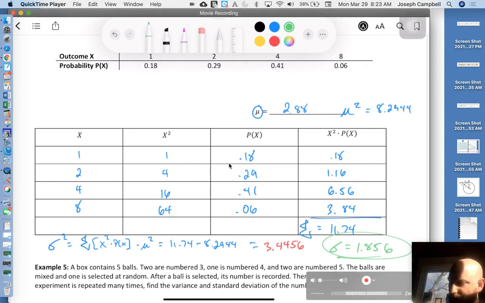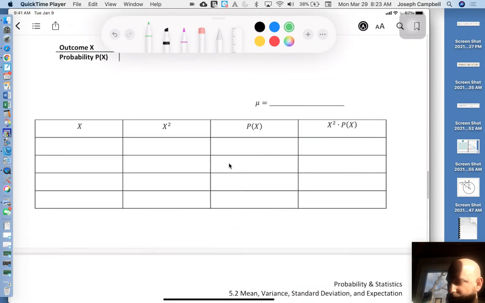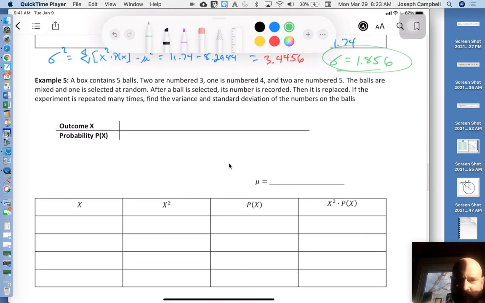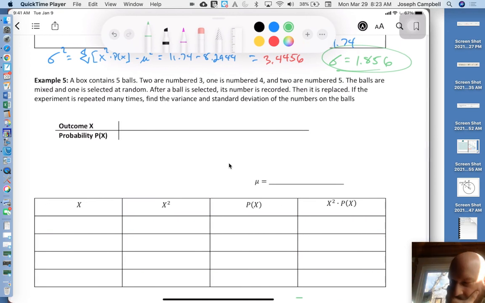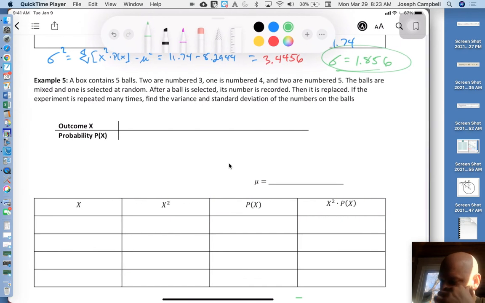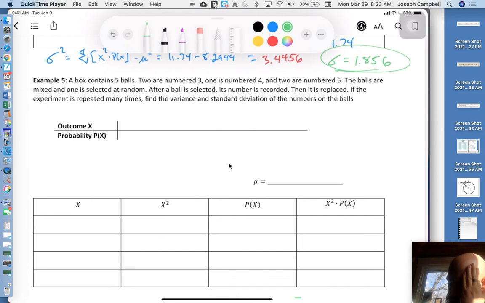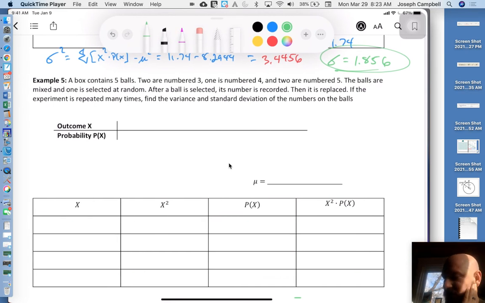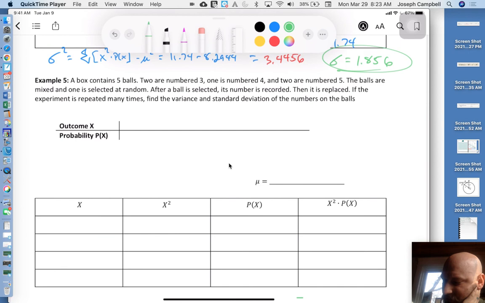All right. Let's do one more example, and then we'll call it a day. Okay. A box contains 5 balls. 2 are numbered 3. 1 is numbered 4. 2 are numbered 5. Balls are mixed. One selected at random. After the ball is selected, this number is recorded. Then it is replaced. If the experiment is repeated many times, find the variance and standard deviation for the number on the ball. Okay, so that's a key, right?